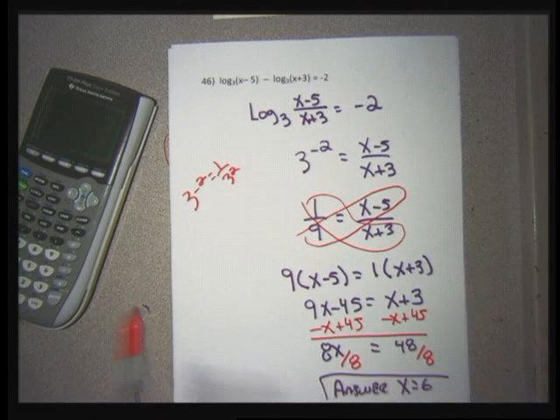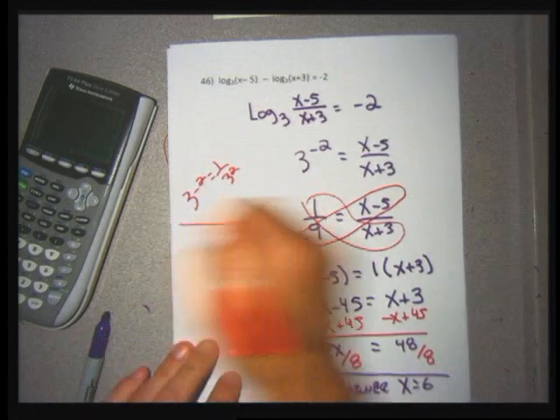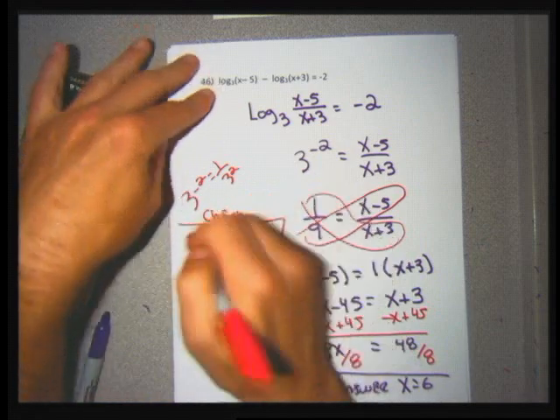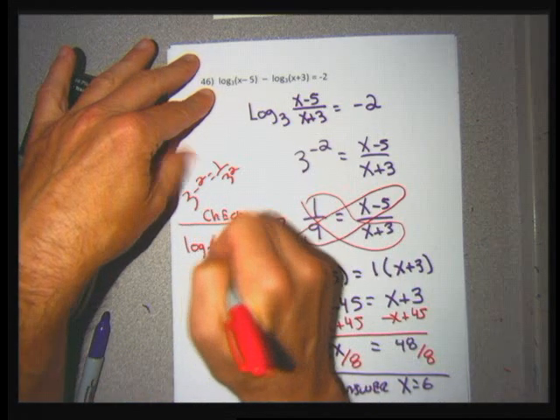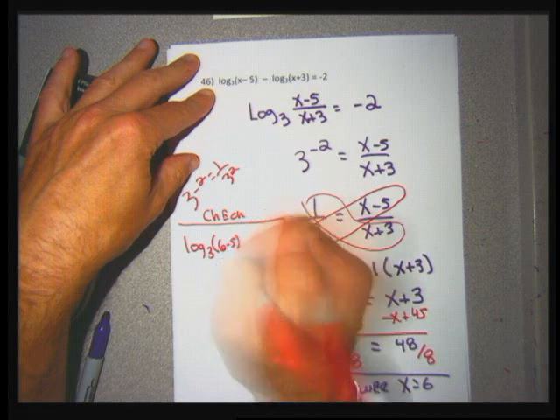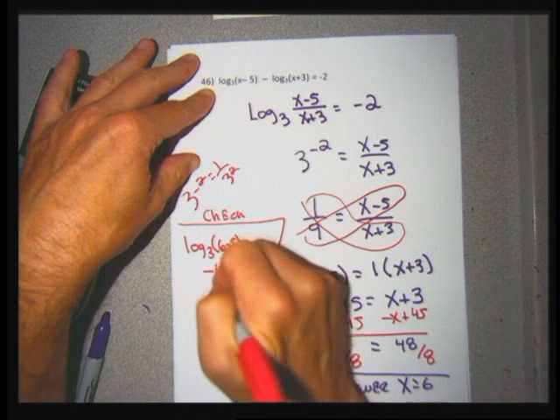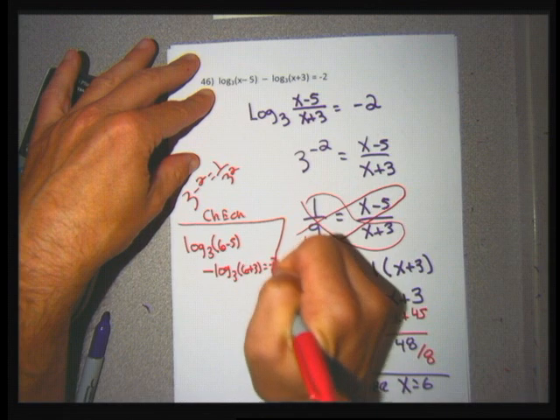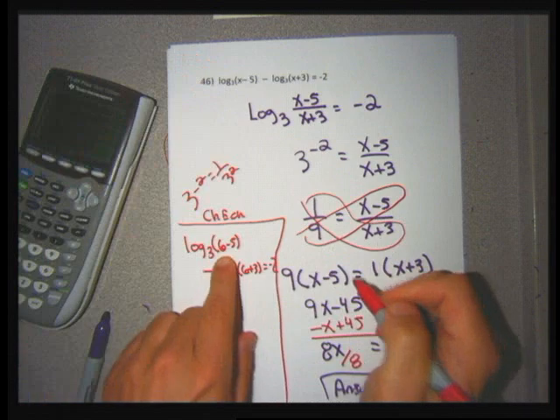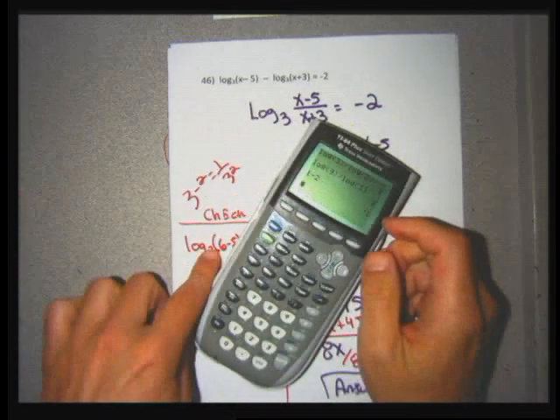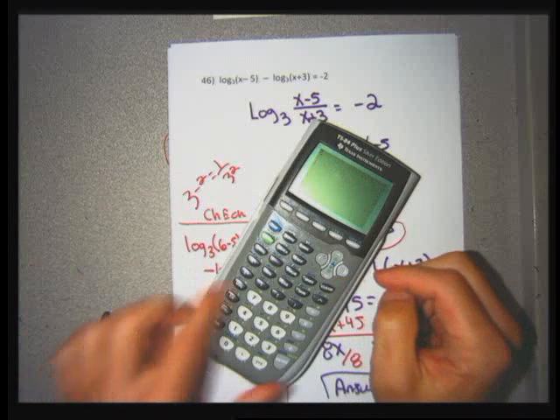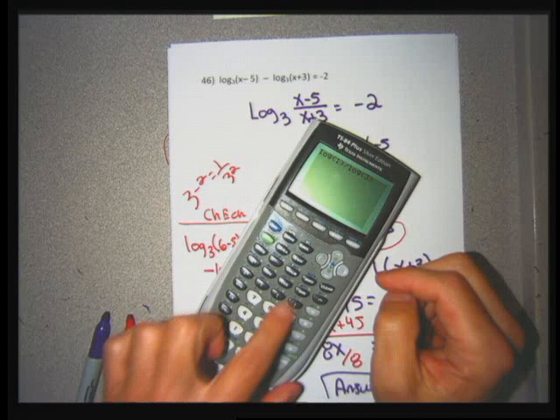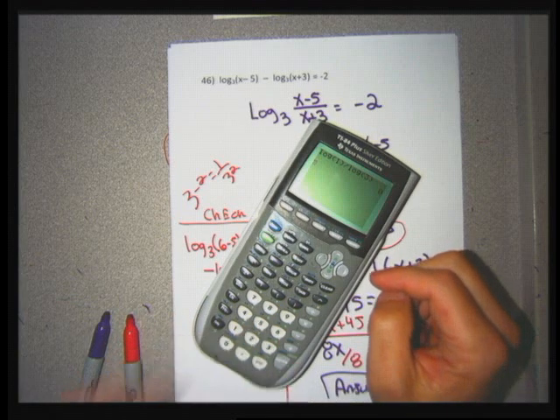Should certainly check that. So in the original problem, for my checking, I should go the logarithm base 3 of 6 minus 5 minus the logarithm base 3 of 6 plus 3, and that should equal -2. Let me do this logarithm first. So I'm going to do the log of 1 divided by the log of 3 because 6 minus 5 is 1. So log of 1 divided by log of 3 for that first logarithm. And when I do that, I get 0.